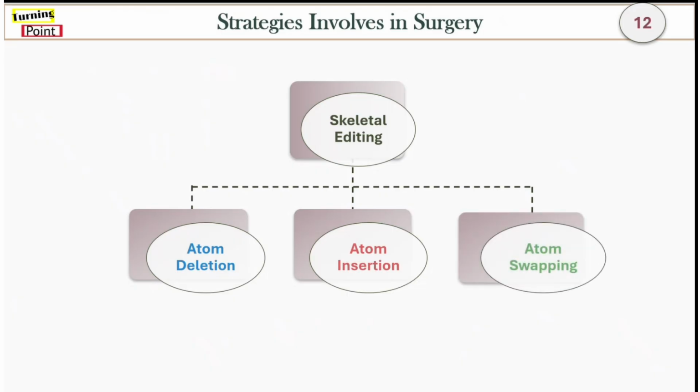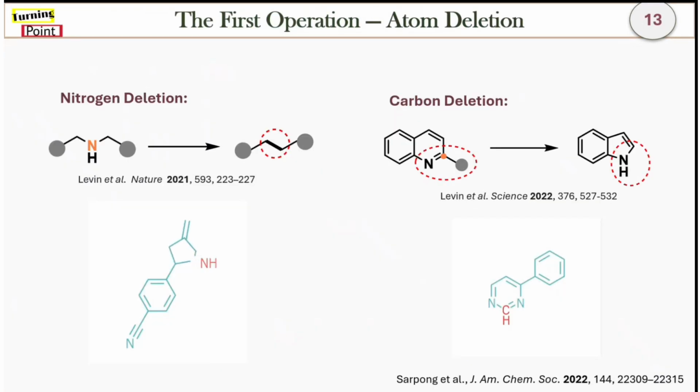Now let's start our first operation, which is atom deletion. Atom deletion is just like removing a damaged bond and rejoining it to recorrect the shape of our skeleton. It can be any atom deletion, nitrogen deletion or carbon deletion. In both examples, we can see that when we delete this nitrogen atom, it gives the CC coupled product, and when we delete this carbon atom, it gives the ring-contracted product.